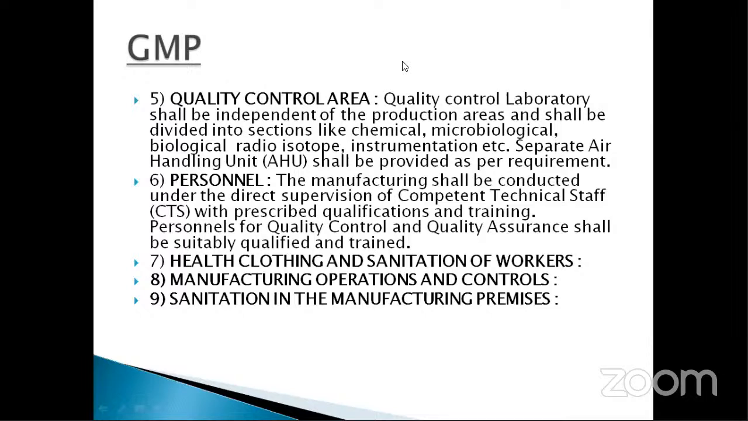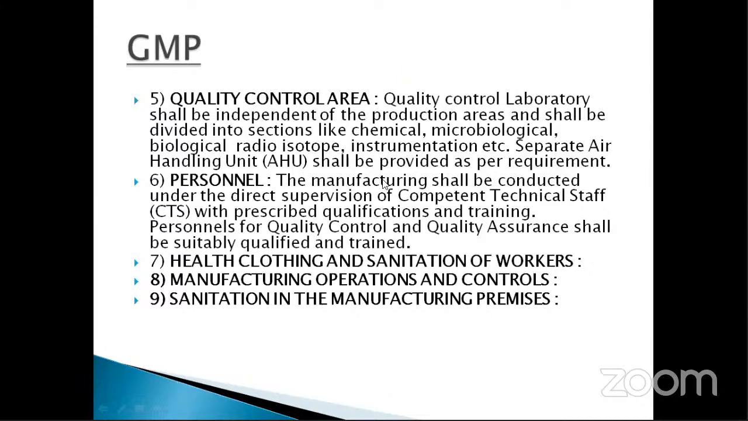In case of quality control and quality assurance, the same way, he has to be a graduate in pharmacy or pharmaceutical chemistry with sufficient training in testing and quality assurance. Other than these pharmacy qualifications, if he is a chemical engineer or MBBS degree holder, he must have a minimum training period of 3 years. If he is a BSc or MSc, he also should have 3 years training in manufacturing of drugs. These are the qualifications required to become CTS or competent technical staff.